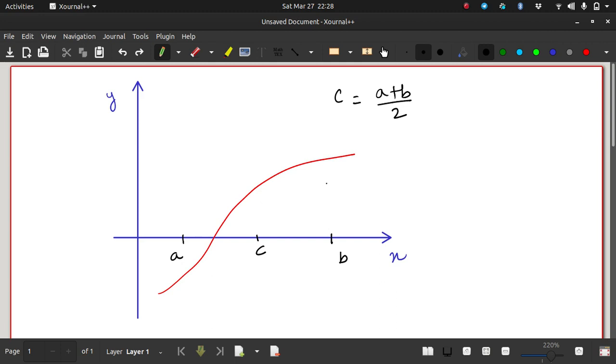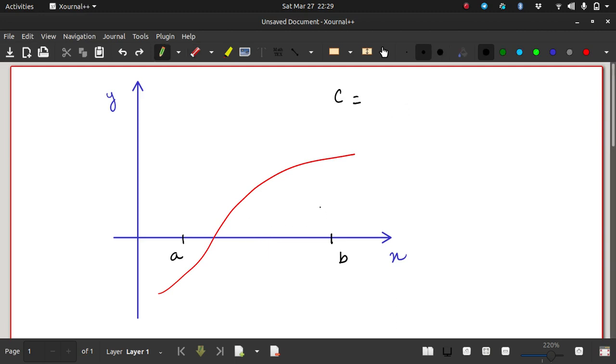As you can see in this particular problem, the root lies near to one of the ends of the interval. It lies near to A rather than B. So taking a value at the center does not make much sense, right? So a better way would be what the false position method tells us.